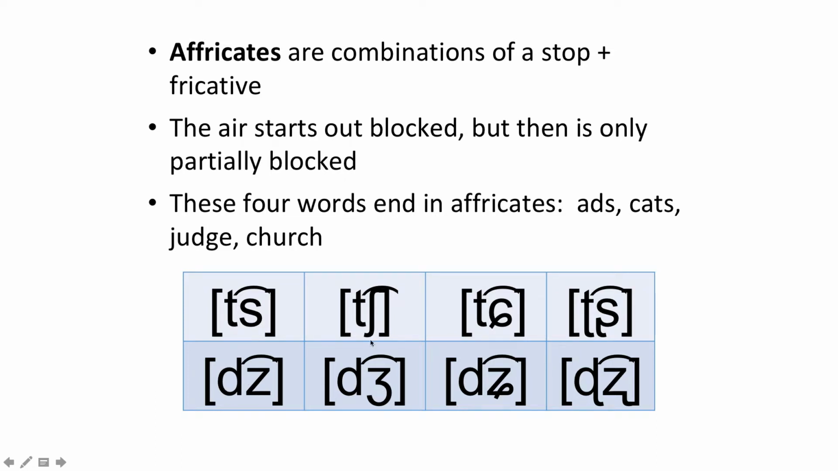Ch and j. So this would be the IPA way of doing a ch or a j. This ligature is optional. You'll often see it to show that these are meant to be pronounced as a single sound, but you'll see it left off as well. So it's t plus the symbol that looks like an integral in calculus, and then d with a zh that looks a little bit more like a cursive.